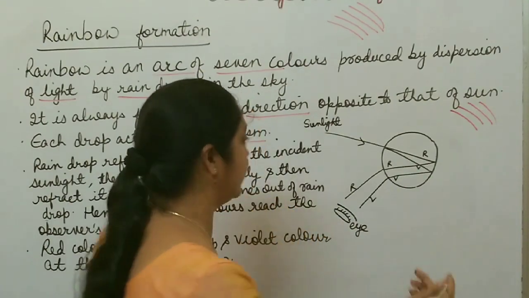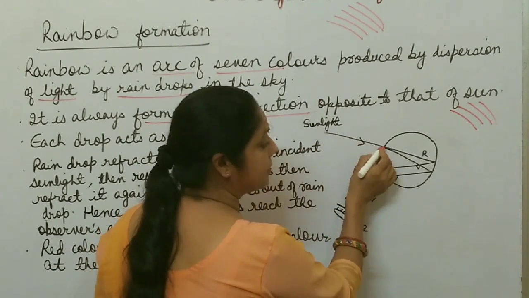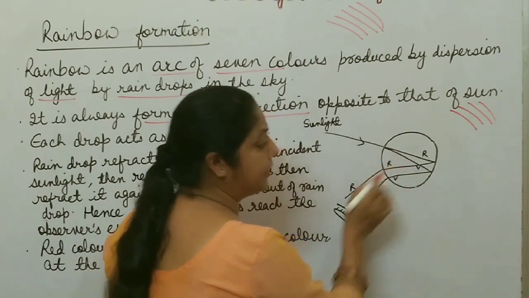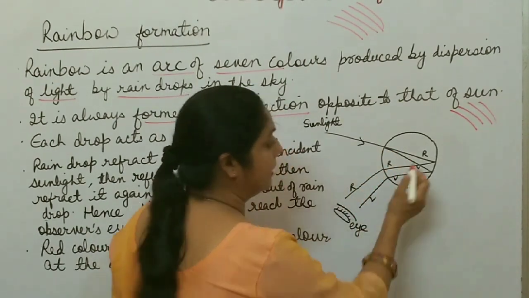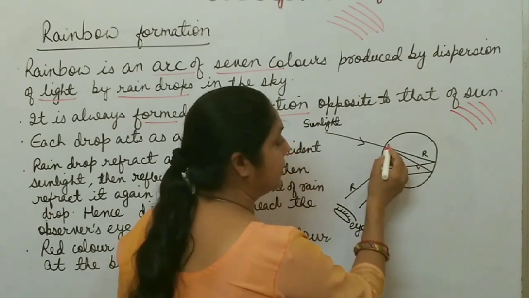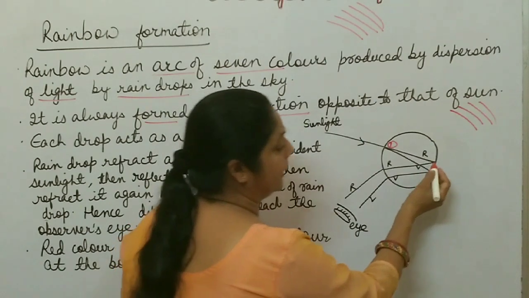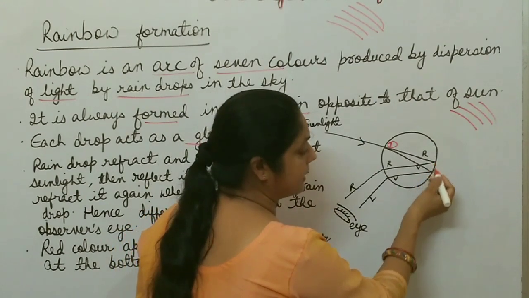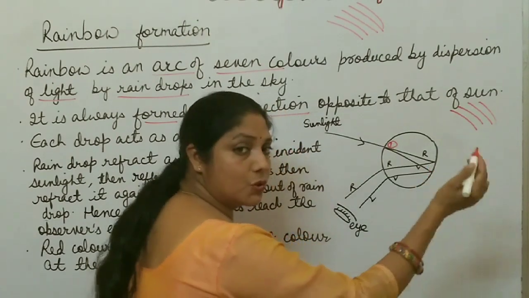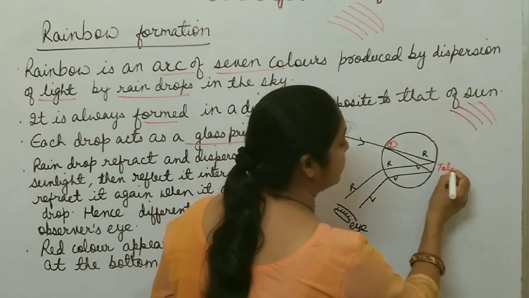Dispersion takes place. In the same way, when sunlight enters through this raindrop, at this point, refraction takes place and white light is divided into 7 different colors. Red color is at the top and violet color is at the bottom. So at this point, dispersion of light takes place. Then again, when all these colors reach this end, what happens? Light is totally reflected again. Here total internal reflection takes place.